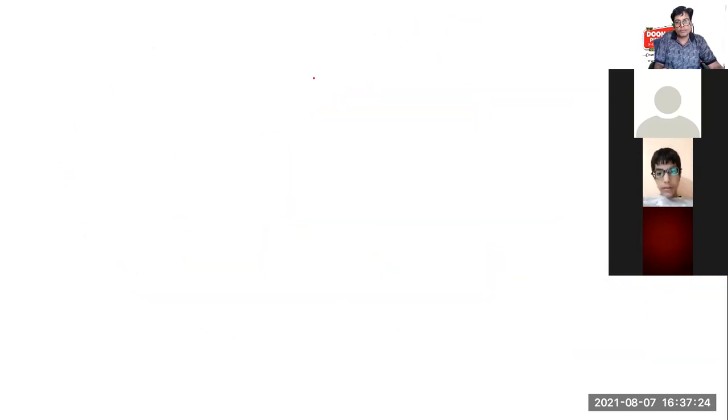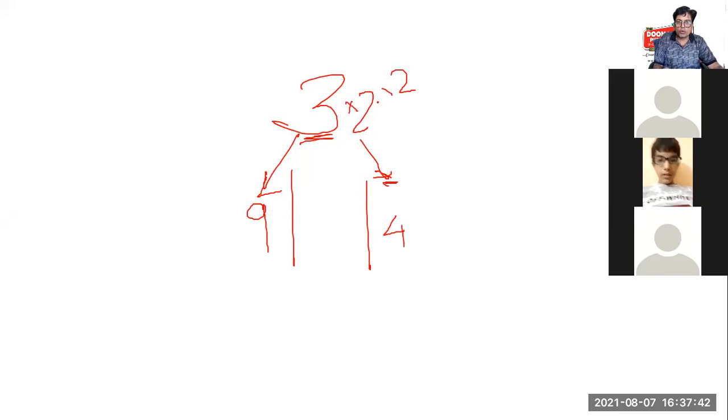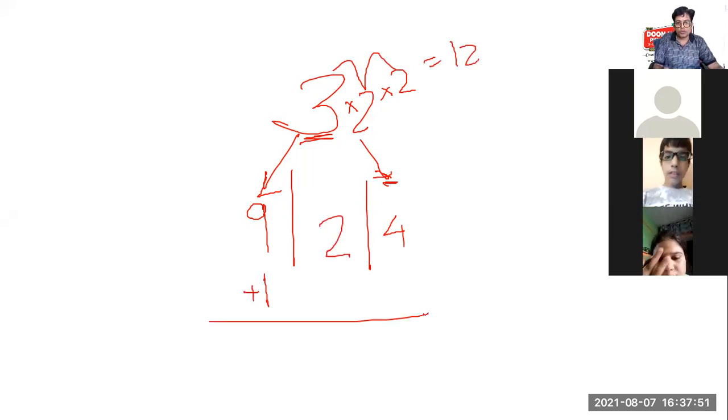Now see, 32 square, this has 3 parts. 2 square is 4, 3 square is 9. Now 3 into 2 into 2, that is 12. 12 will be 2 here, 1 will be here. So the answer will be 1024. Got it?